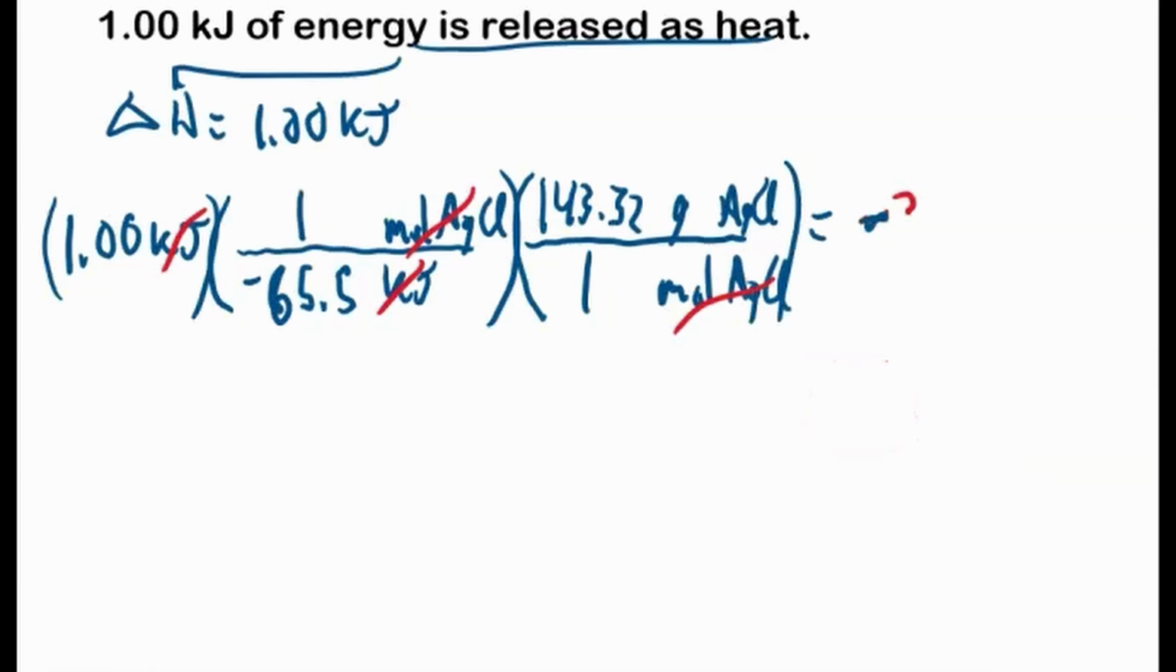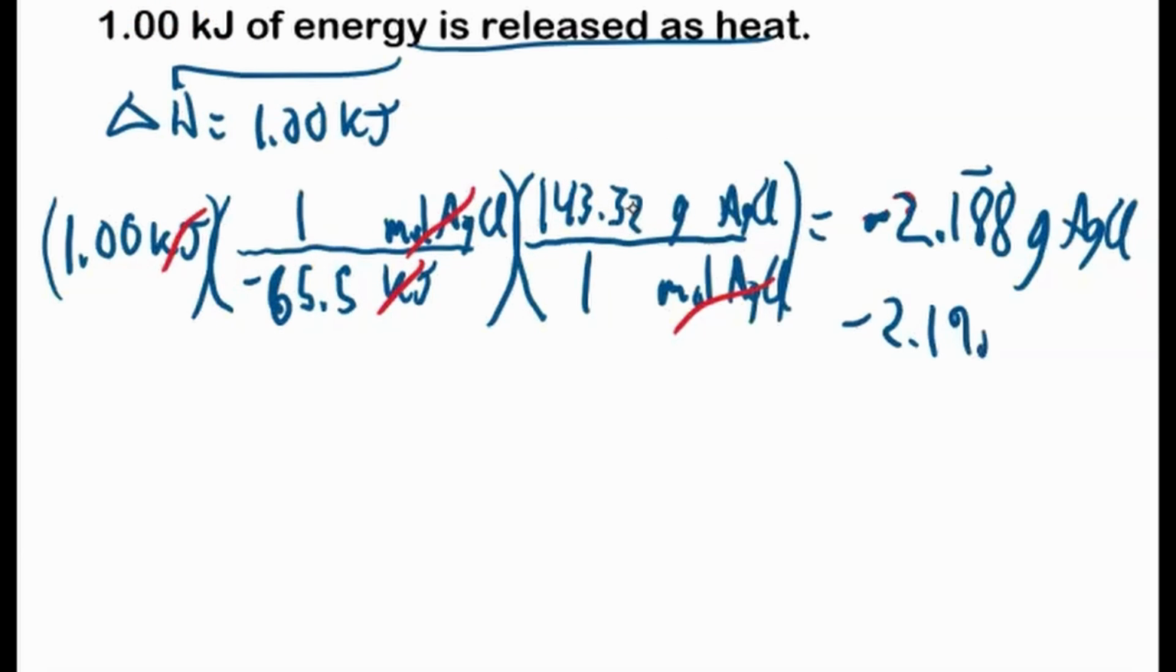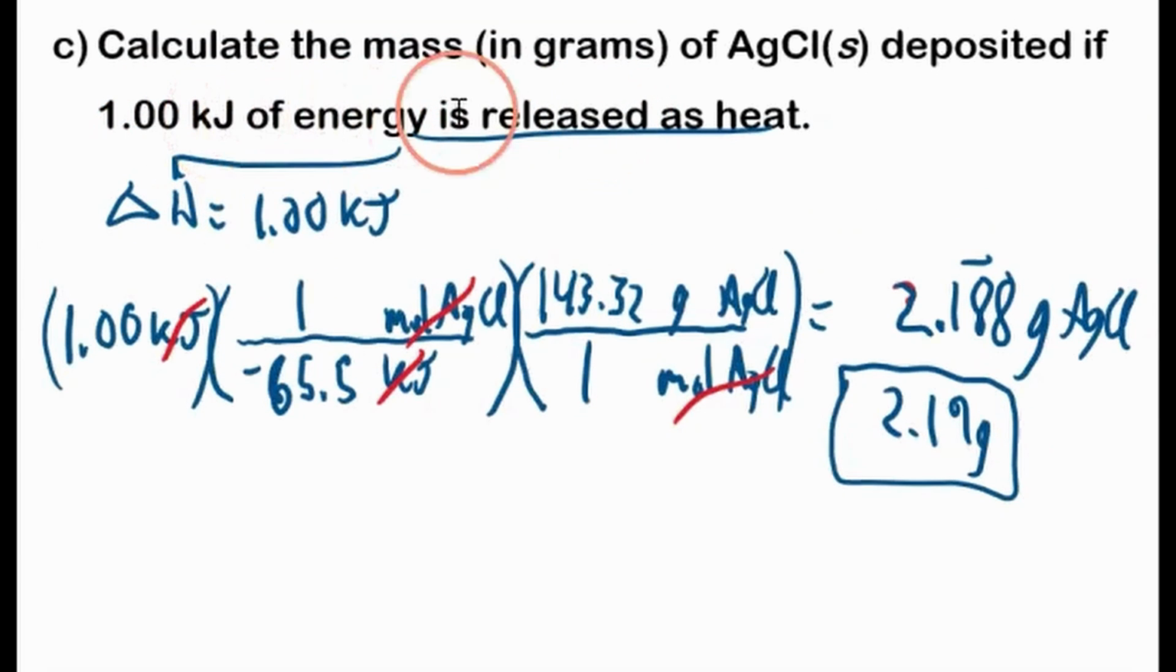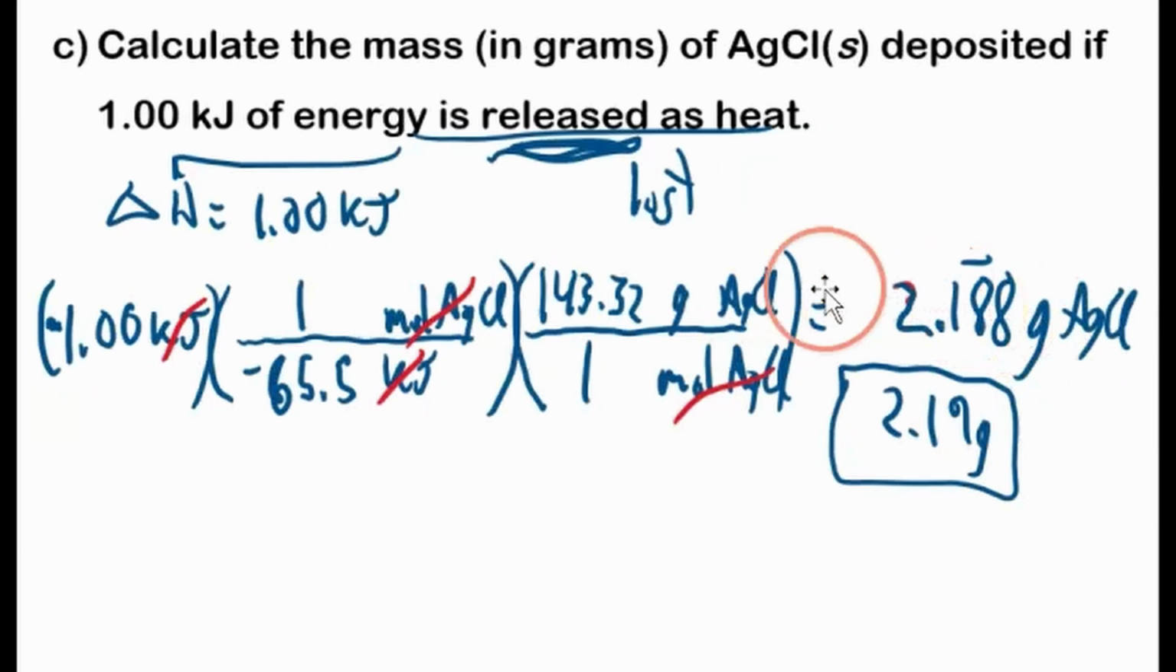Negative 2.188 grams of AgCl. And we have 3 significant figures, so negative 2.19 grams of AgCl. Wait a second. Why is this negative here? Oh, you know what? We can't have a negative gram. See what I did? This is how much energy is released, so it is energy lost. That means this has to be a negative here, because this is energy lost. A negative and a negative cancel out to give us the positive number. So we need 2.19 grams of AgCl.